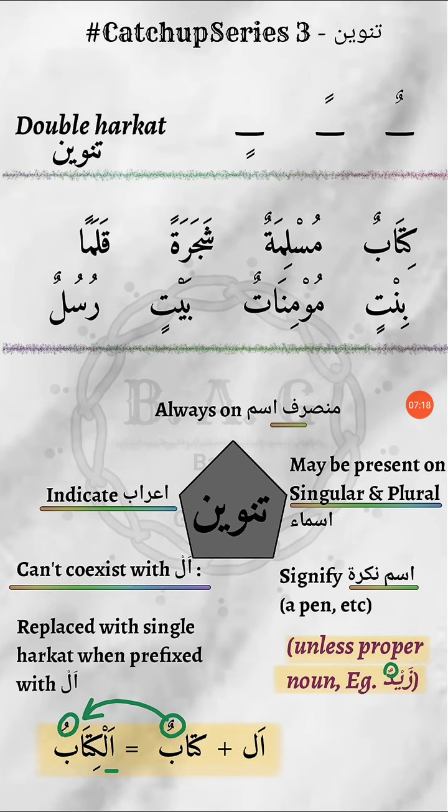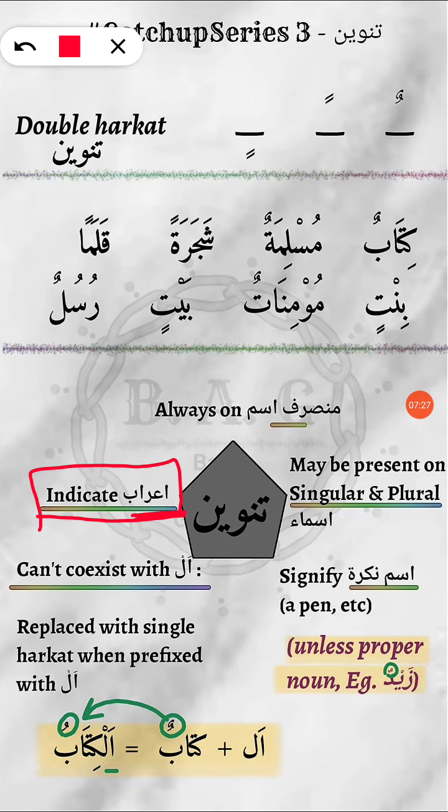Now the final point is that tanween indicates Arab. Now what is Arab? In the previous lesson I told you that the harakat, the vowel sounds in Arabic, all right, so simply the pesh or dama or zabar or kasra, these are your vowel sounds. All right, these are called harakat, these are not Arab. What is Arab? This is something that we're going to discuss in the next lesson, inshallah.